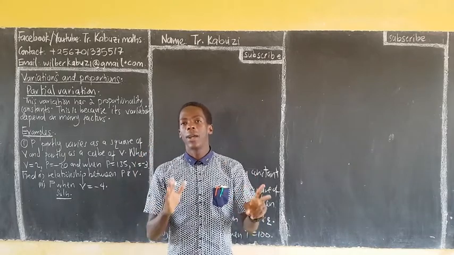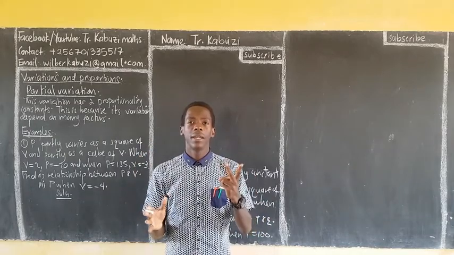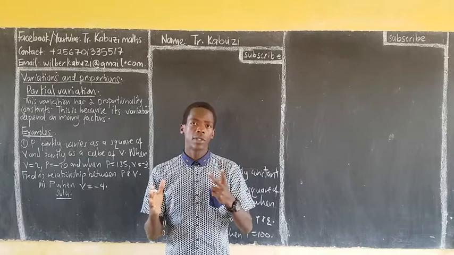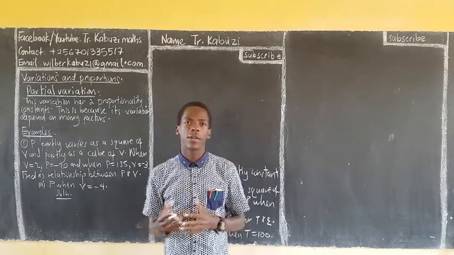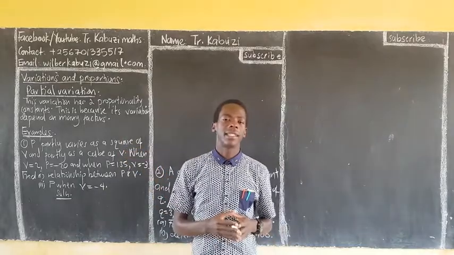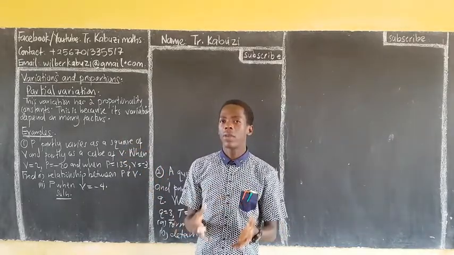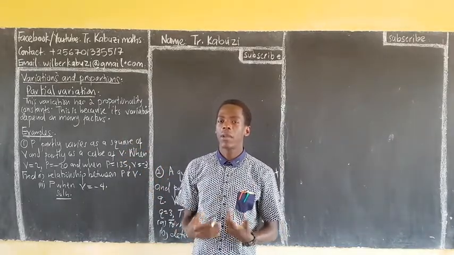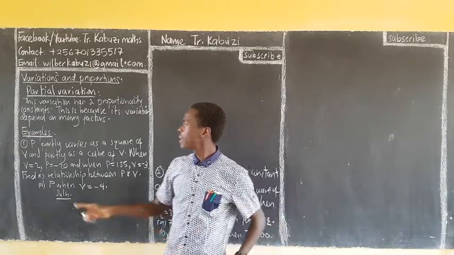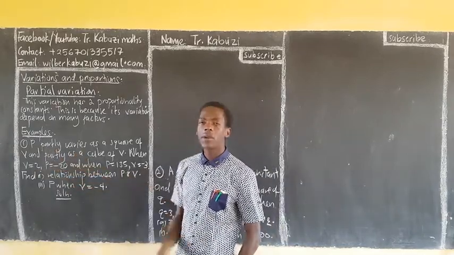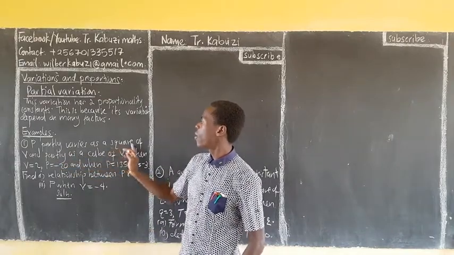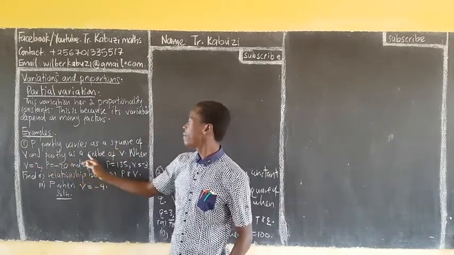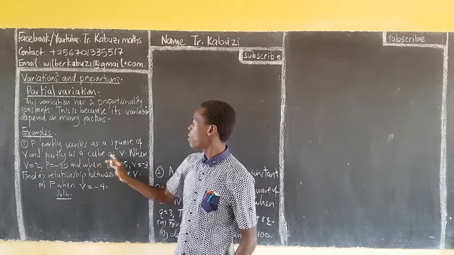Partial variation, we have now two constants, the proportionality constants. Why? Because there are many factors in these proportionalities. Now, we are going to see how we remove those factors and how we go about it. If you do solve this question, P partly varies, because it's partial, as the square of V and partly as a cube of V.